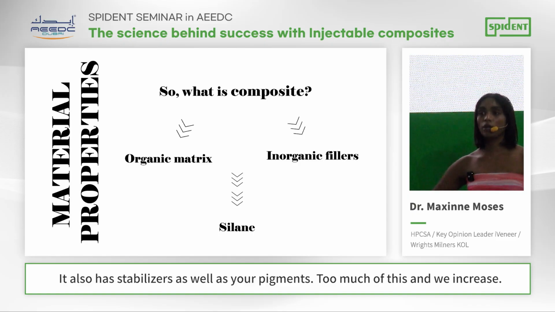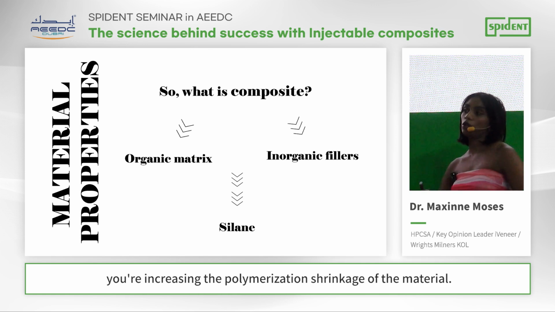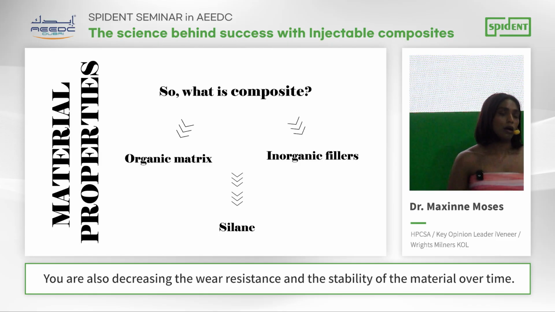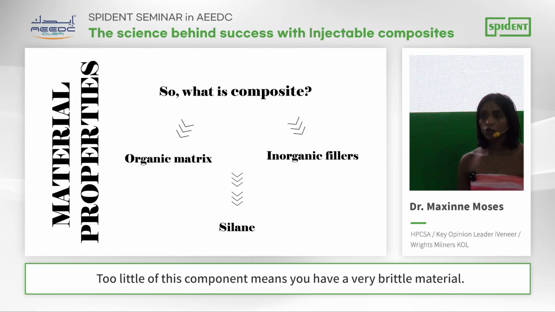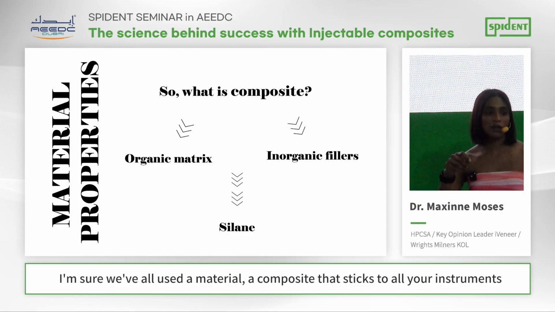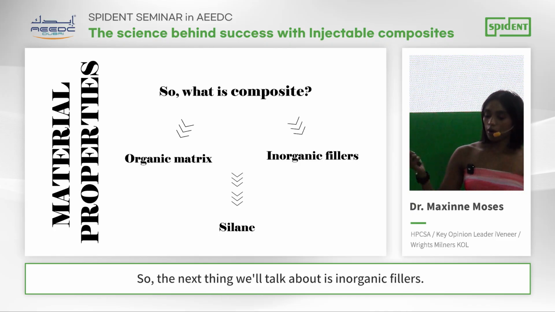If you have too much of this component in your composite, you're increasing the polymerization shrinkage of the material. You are also decreasing the wear resistance and the stability of the material over time. Too little of this component means you have a very brittle material. I'm sure we've all used a composite that sticks to all your instruments, is because it has too little of this component. So the next thing we'll talk about is inorganic fillers.